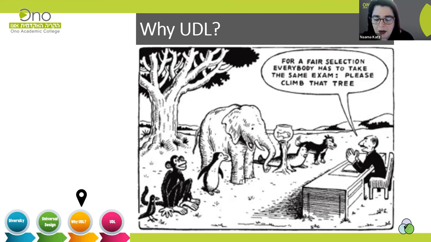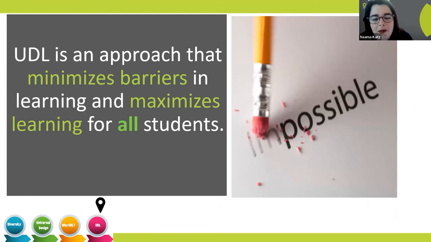So why UDL? Why is the first question that the UDL approach raises. The students must understand why they are learning whatever I'm teaching them. They have to understand why the material is relevant to them. Very often we use the term relevant teaching in academic learning, but we aim always to be relevant, and UDL reminds us to start always with understanding why, at the beginning of the lecture, announcing it at every point that you can. The student has to understand the why. UDL is an approach that minimizes barriers in learning and maximizes learning for all students.